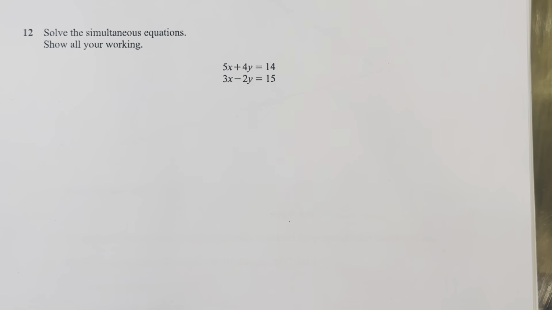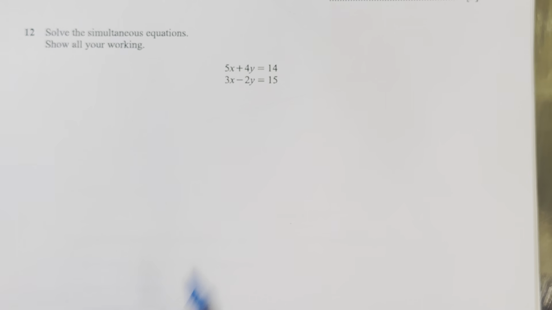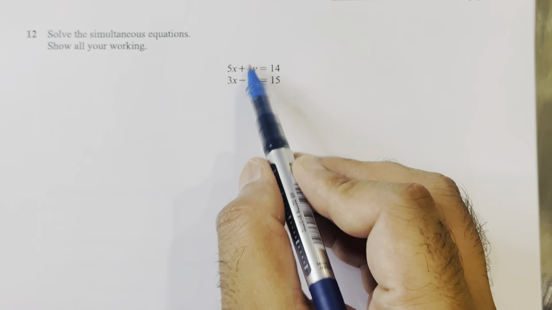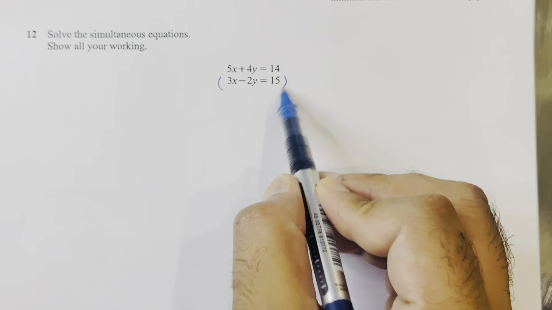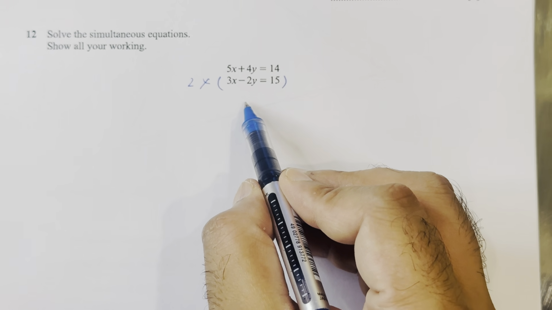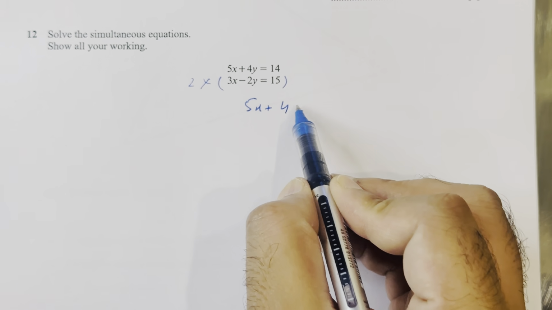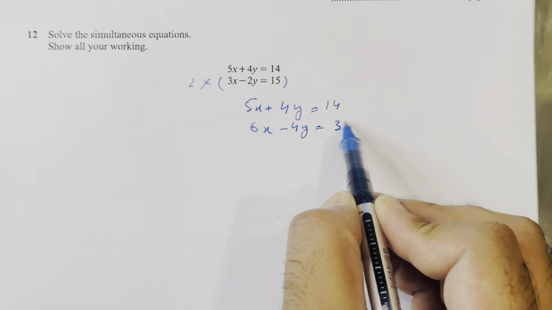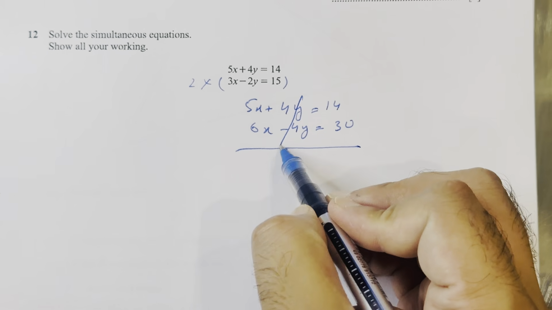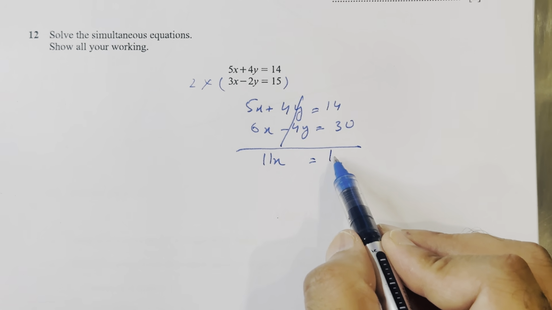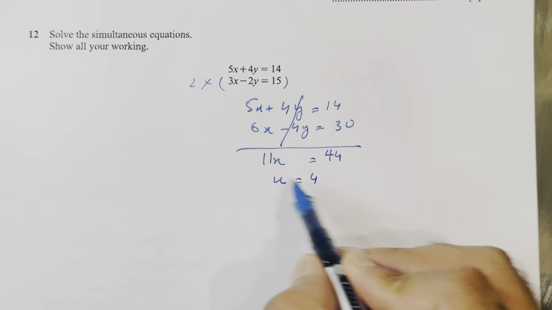Solve the simultaneous equations, show all your working. 5x plus 4y is equal to 14, 3x minus 2y is equal to 15. So we're gonna see that over here it is 4, so we're gonna multiply it by 2, so we have the same coefficient of y. So 5x plus 4y is equal to 14, then 6x minus 4y is equal to 30. We're gonna add these two equations. 6x plus 5x, it would be 11x. 30 plus 14 is equal to 44, then x is equal to 4.